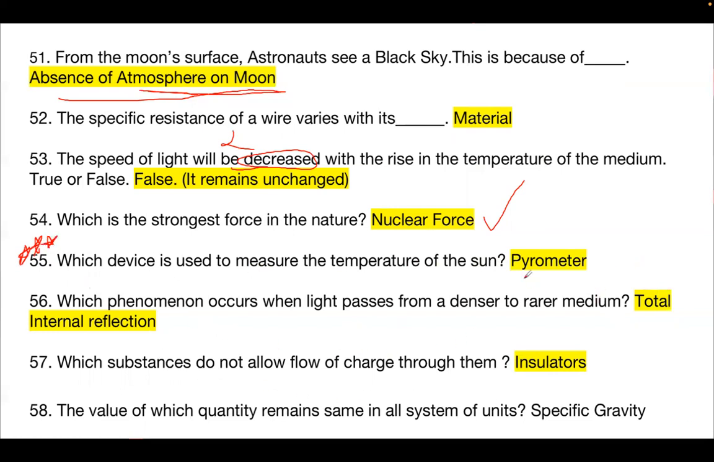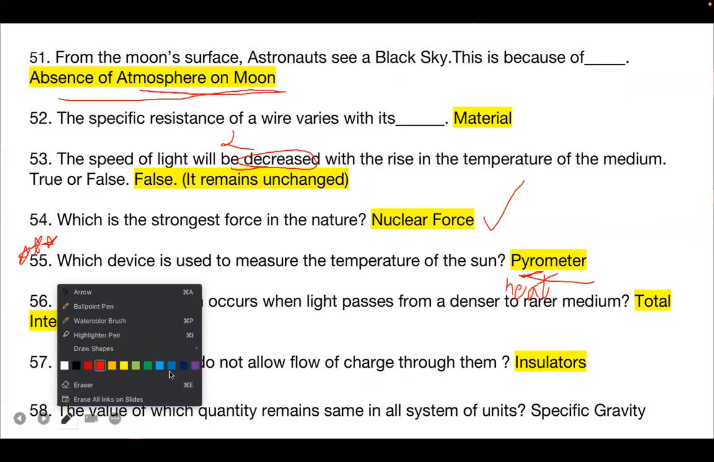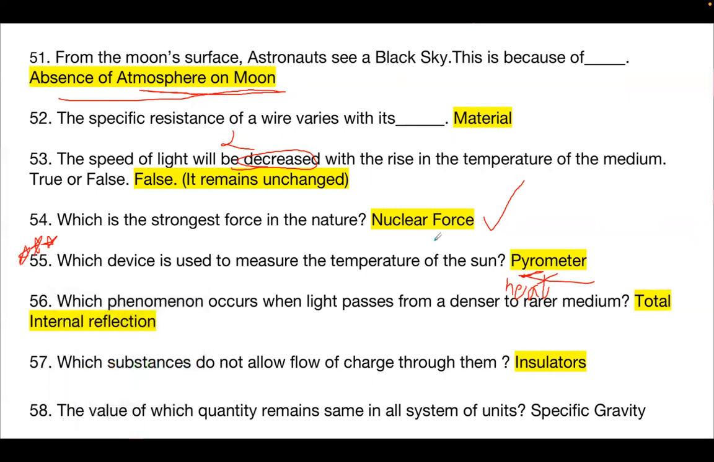So here, pyrometer. Pyro means heat. Pyrometer is the one which is used to measure the temperature of the sun. Okay. Which phenomenon occurs when light passes from denser medium to rarer medium? So it is due to TIR.